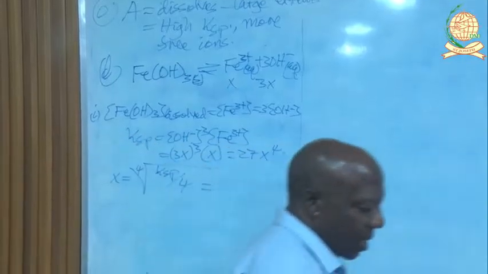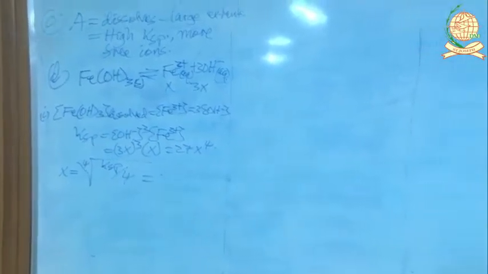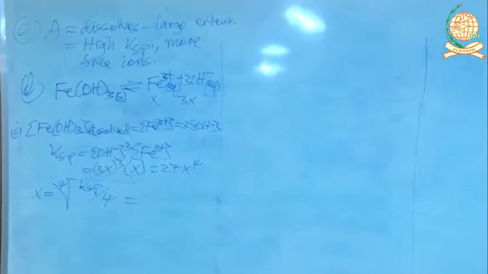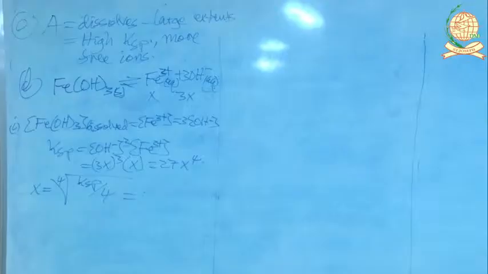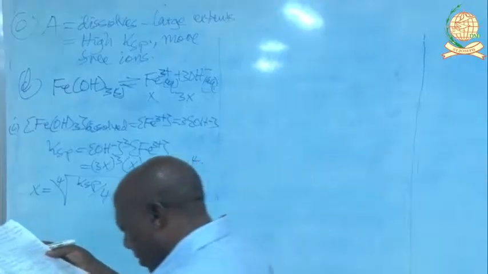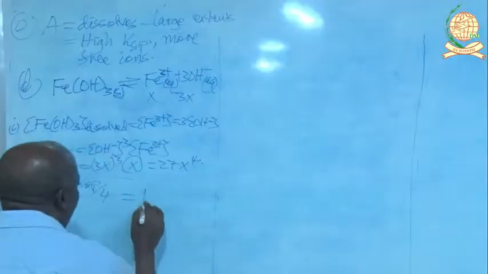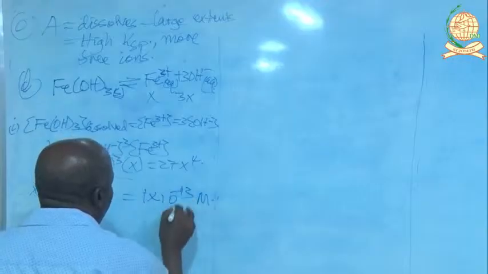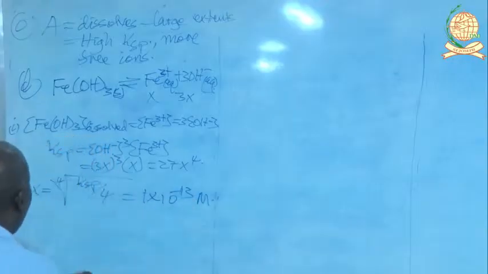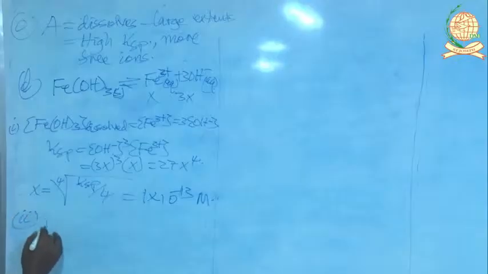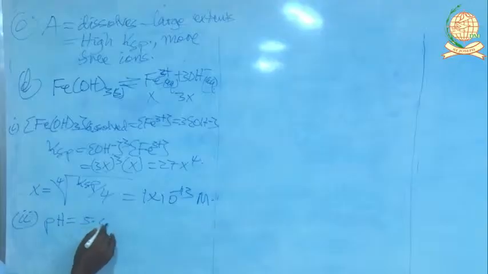The answer, if you calculate the equilibrium constant, the value is 1 times 10 power negative 13 molar. So this is the molarity or molar solubility in water. Then molar solubility in a solution whose pH is equal to 5.0.